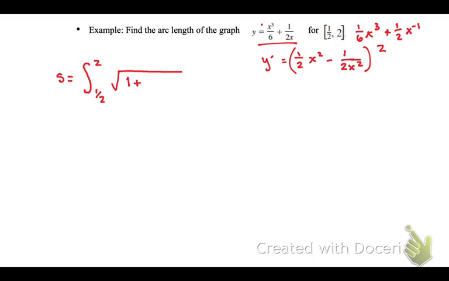Before I square it, can I factor out a 1/2? Yes. Would that make this much easier to square? I think so. So 1/2, so we're squaring the whole thing. So 1/2 squared is 1/4. And then I have to FOIL. So times x squared minus 1 over x squared.